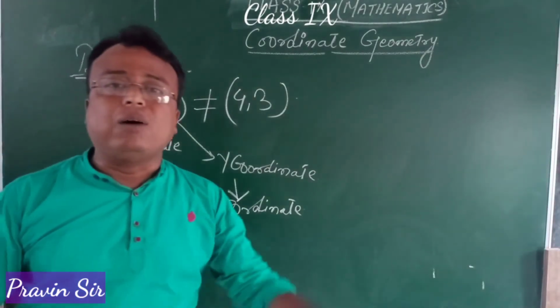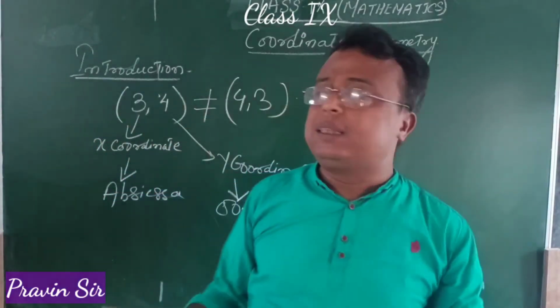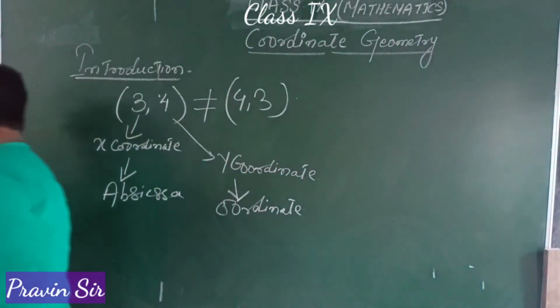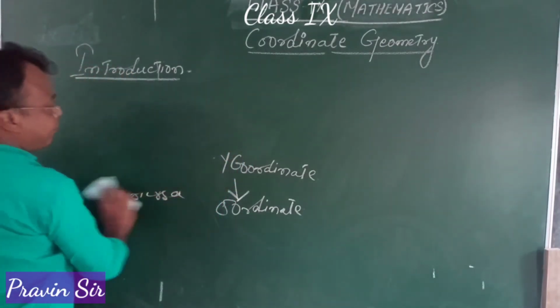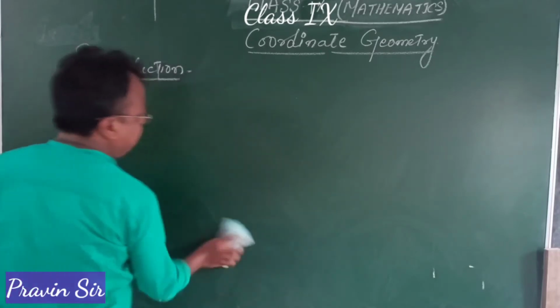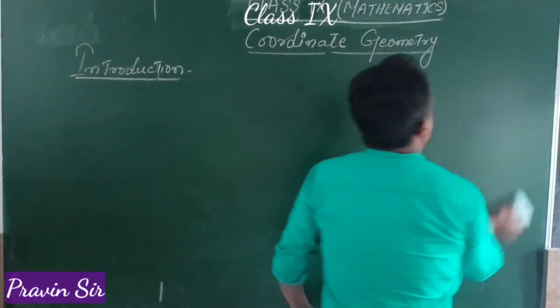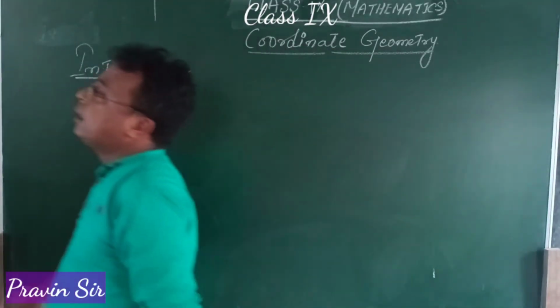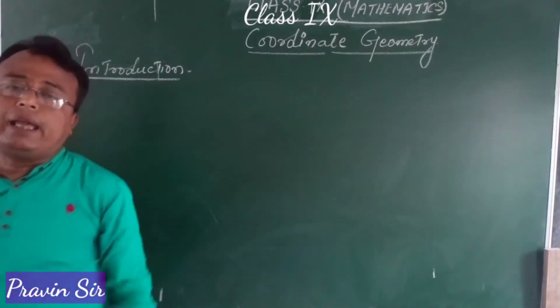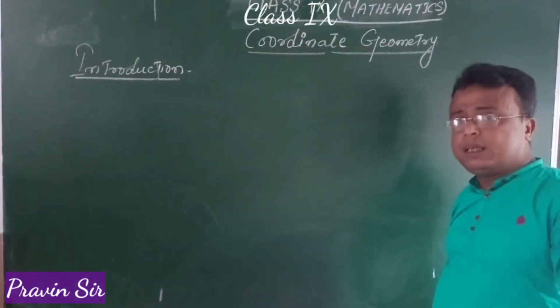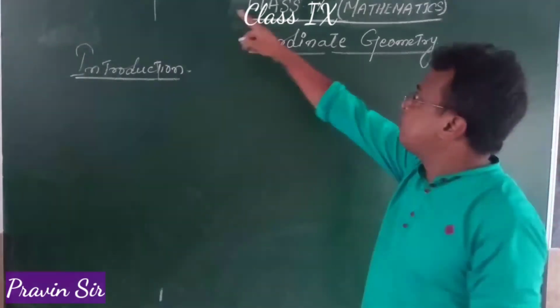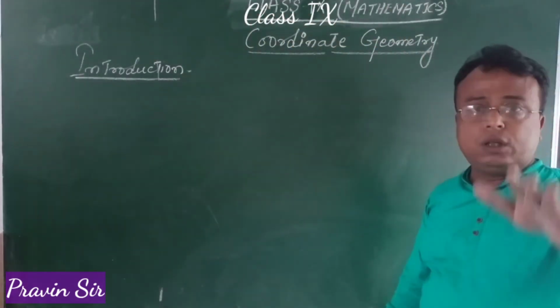Now let us see how to represent this coordinate in a plane. So Rene Descartes, a mathematician, suggested that to represent a coordinate, we need a Cartesian plane. So what is a Cartesian plane? Let us try to discuss. Suppose this is the board. This board is called your plane.